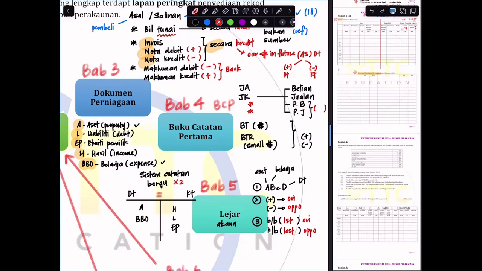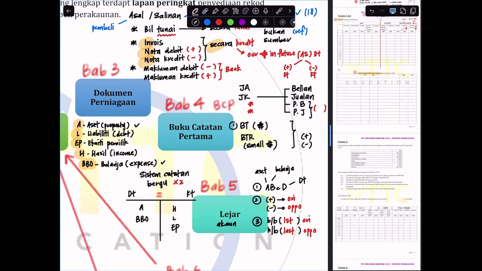Okay, if you attended the class before, I taught you the flow already, right? The standard steps already, right? Out of the 4 BCP, whenever you have any transaction, any document, which is your first consider option? Which is your first checkpoint? Jurnal am, jurnal khas, buku tunai? Yes, buku tunai first. Because we will start from the easiest one.